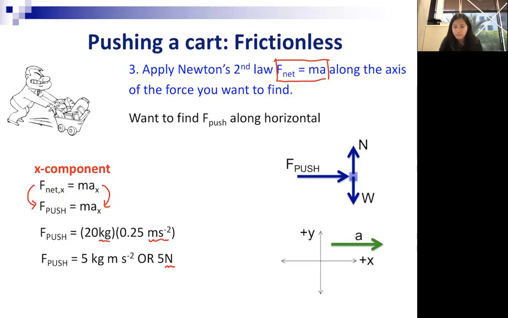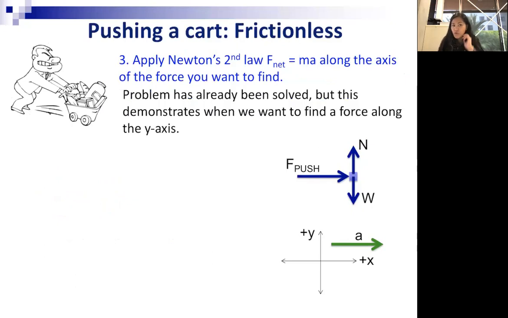Okay. Right, just for demonstration, if you want to apply Newton's second law of motion along the y-axis, the problem has already been solved. We already solved for the push force which was being asked, but if you want to find the force along the y-axis, I'll just demonstrate how we apply Newton's second law of motion along the y-axis. You need to get the y components of Newton's second law of motion, meaning look for the net force along the vertical, and that would be equal to the mass times acceleration along the vertical. Okay. So again, work at this equation one side at a time.